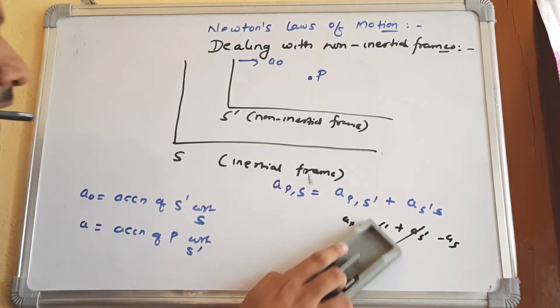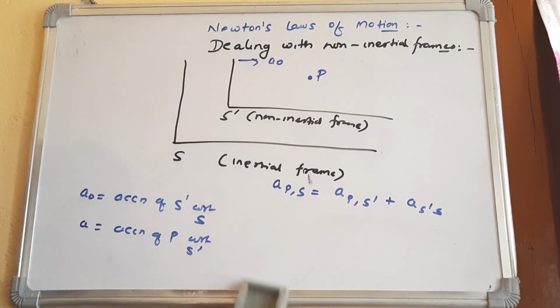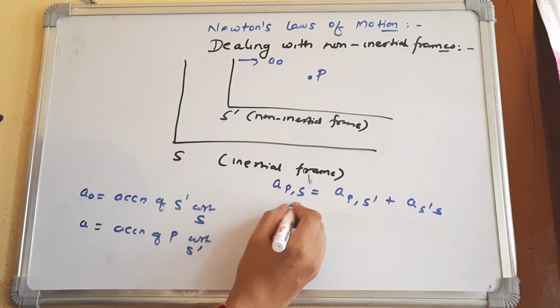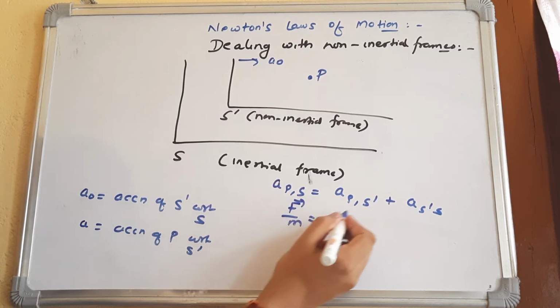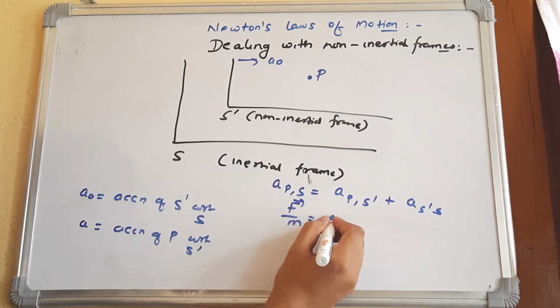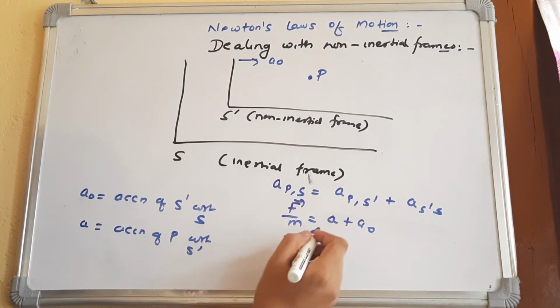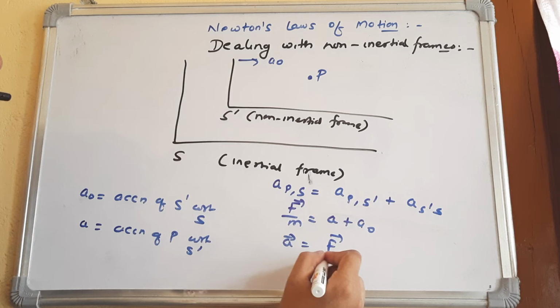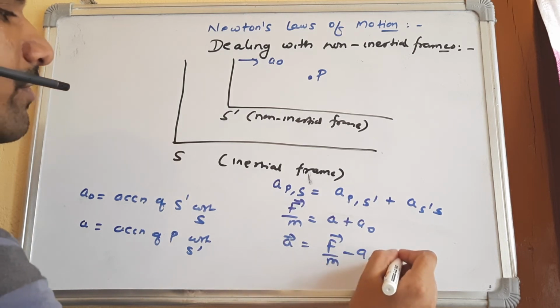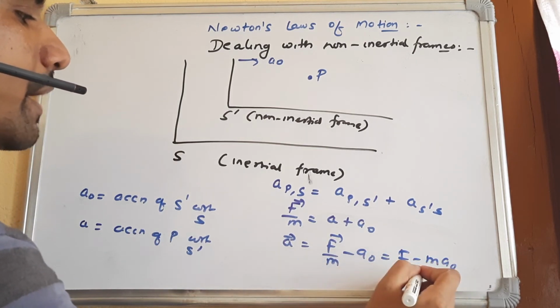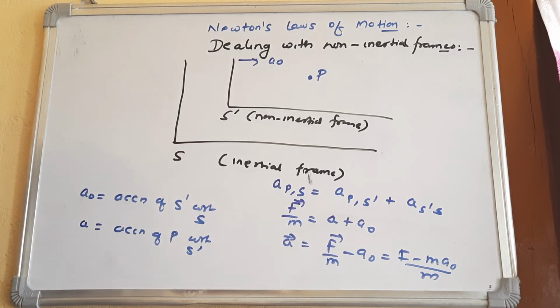And now, acceleration of P particle with respect to this S inertial frame, you know, this is given by what? This is given by F by M. And this we have assumed as A and this is A naught. So what is A now? A is F by M minus A naught. So F minus M A naught by M.